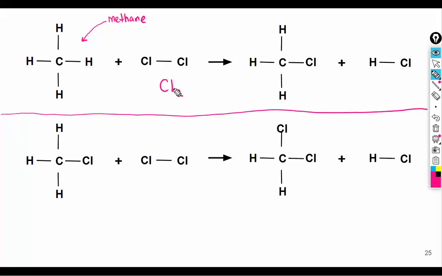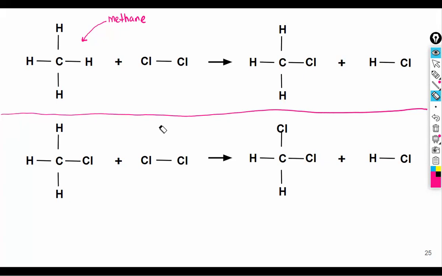Well, if you have two chlorine atoms, this bond represents the bond. What kind of bond do they have? Ionic, covalent, or metallic? How is Cl2 bonded? How are the two chlorines bonded together? It has to be covalent. Remember, covalent bonds are between non-metals. If you have two chlorines, and both of them are non-metals, so that's a covalent bond in between.